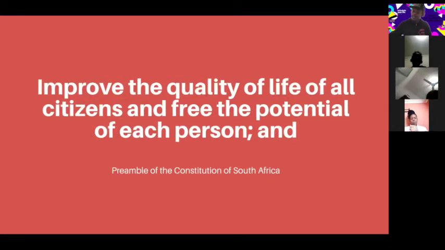Okay. Then the next part says the Constitution aims to improve the quality of life of all its citizens and free the potential of each person. So again, the aim is to improve lives. It's not about maintaining lives. It's not keeping them where they are. It's an acknowledgement that there's a lot that needs to be improved.